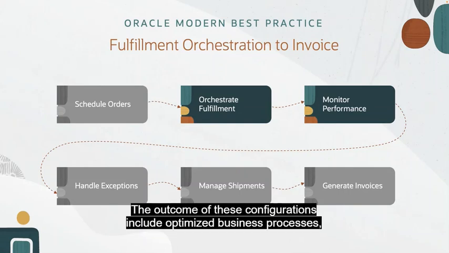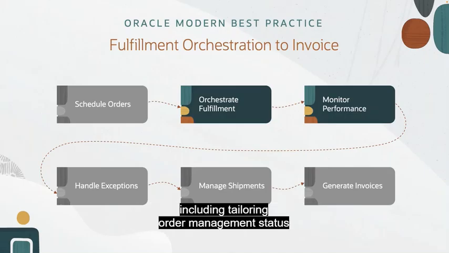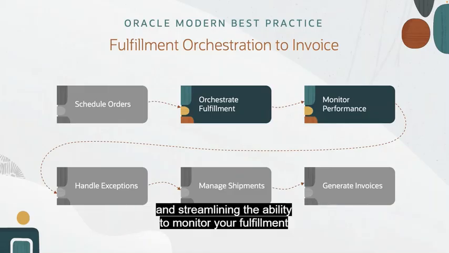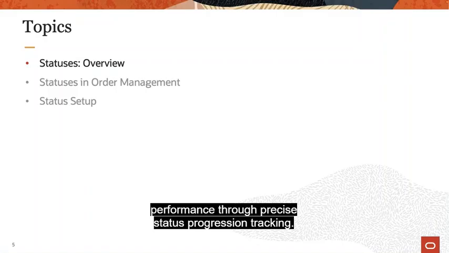The outcome of these configurations include optimized business processes, including tailoring order management status values to provide optimal visibility and transparency to your sales organization, and streamlining the ability to monitor your fulfillment performance through precise status progression tracking. Our first topic will provide an overview of order statuses.